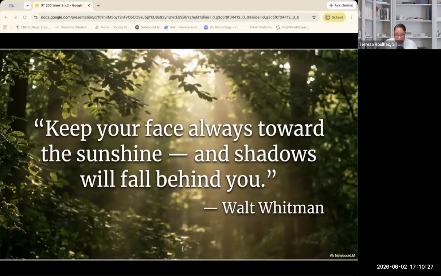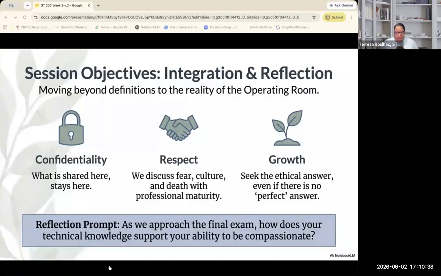You've completed 8 weeks in this course. You're not starting from zero. You're refining. And tonight we're going to continue, okay? Let's get into some integration. All right. As we get closer to this cumulative exam, you'll notice that the questions are no longer, do I know this term, right? It becomes, can I apply the knowledge in a real operating room with real people?